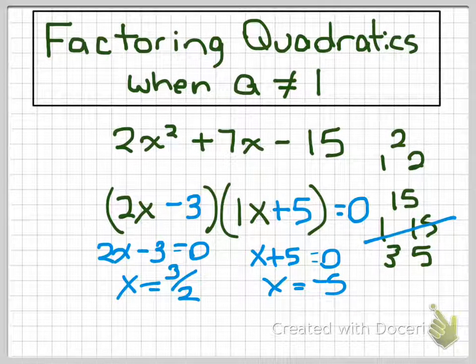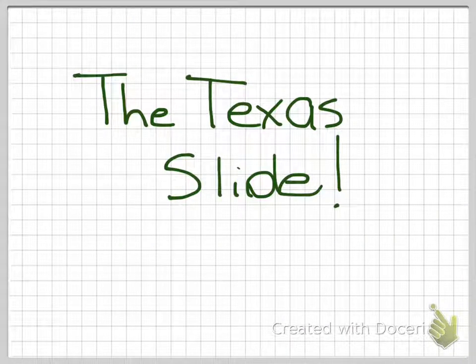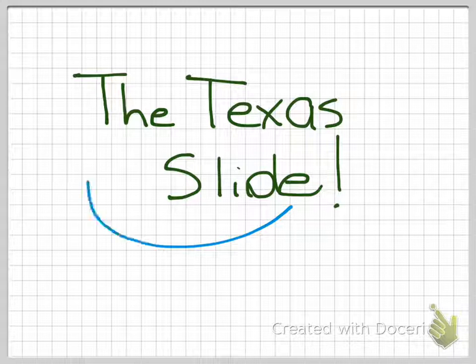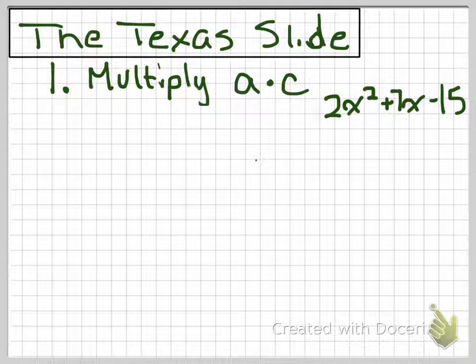But for some of you, you're still not feeling comfortable with how to factor using this guess and test method. So there is another way. It is called the Texas slide. So we're going to use the same example to model the Texas slide.